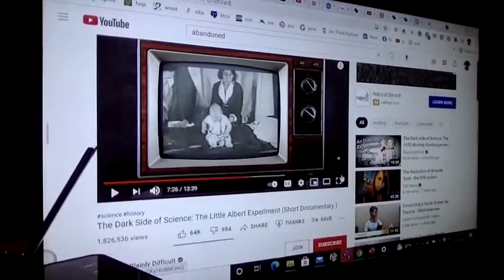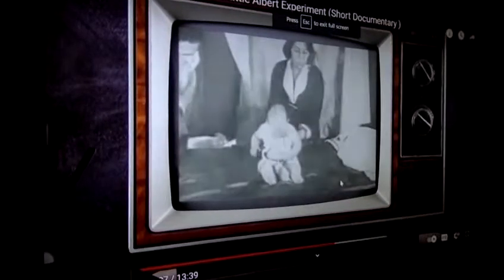So these are the videos taken. They actually have video recordings of the baby being abused this way. So that's the other messed up part about it. An unemotional child who rarely cried.